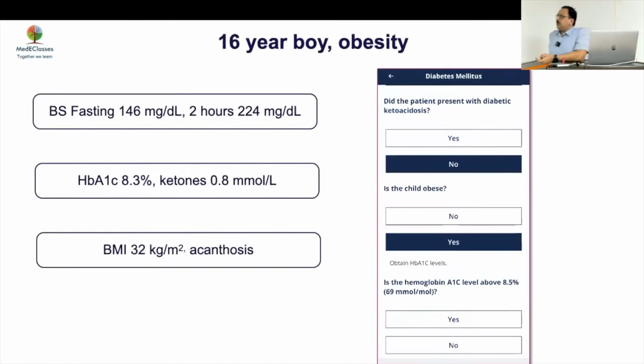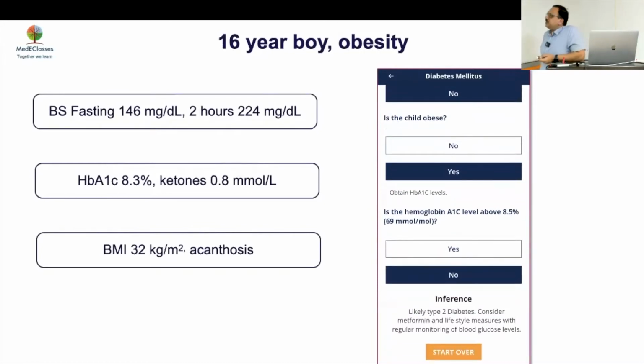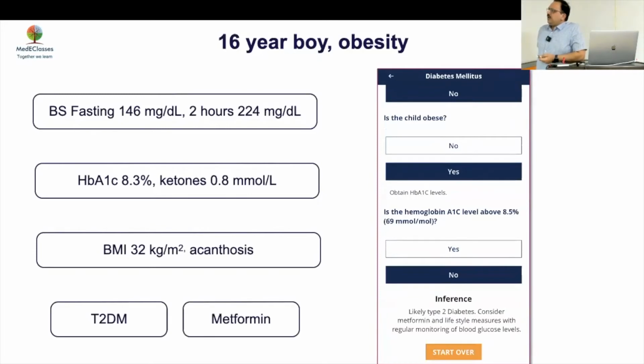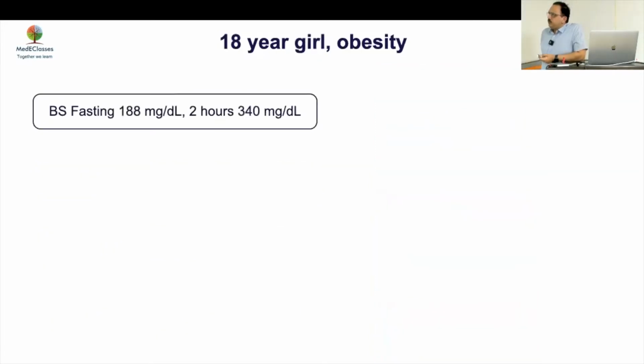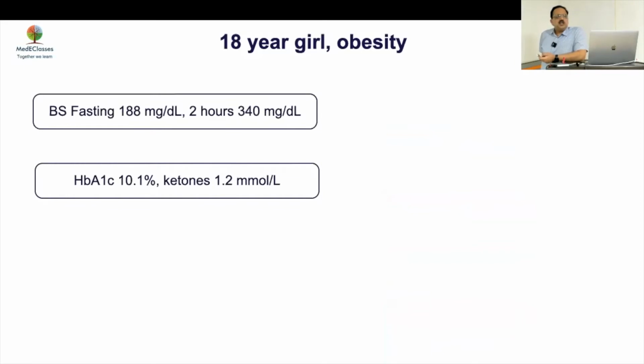Now, because the HbA1c is not very high, you can start on metformin alone in this setting. And finally, you've got this 18-year-old girl with obesity, similar picture, but HbA1c is 10, mild ketosis. So what will you do here?